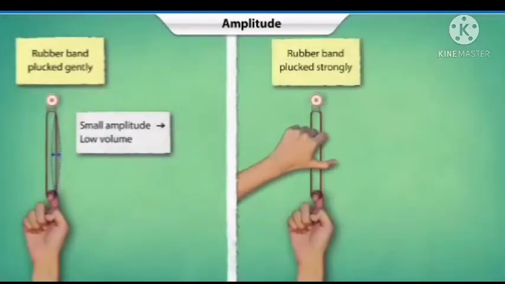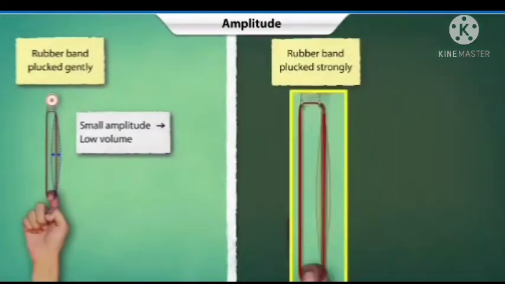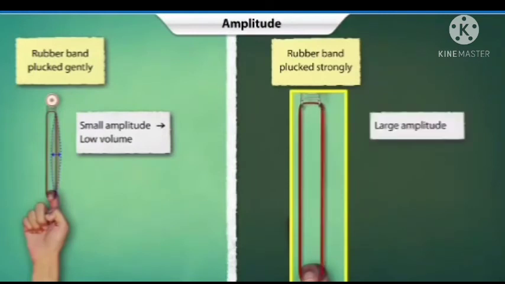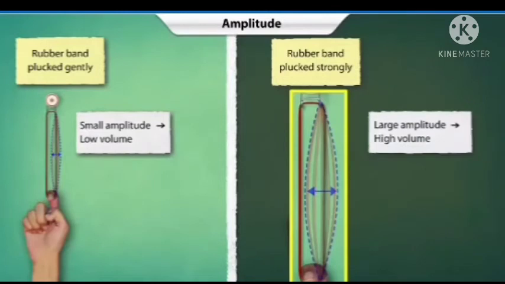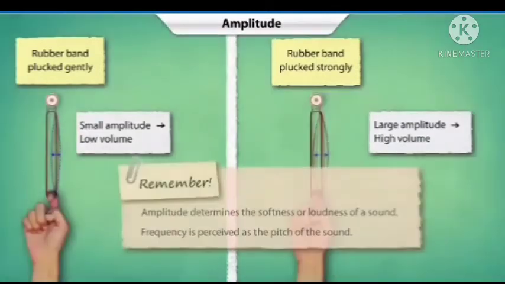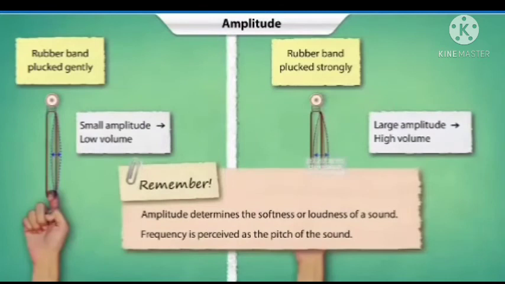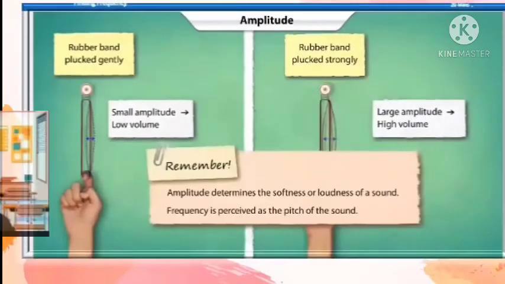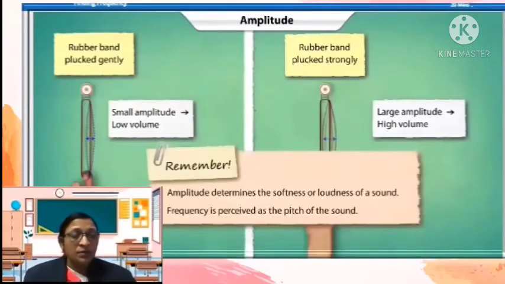When you pluck the rubber band strongly, the force applied is greater, and this produces vibrations with large amplitude. That is, the rubber band is displaced a greater distance from its original position. Large amplitude results in a sound with high volume. What do you understand by amplitude?